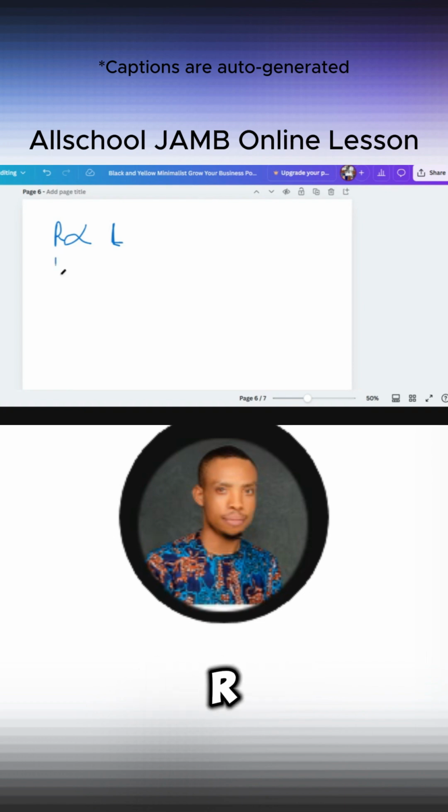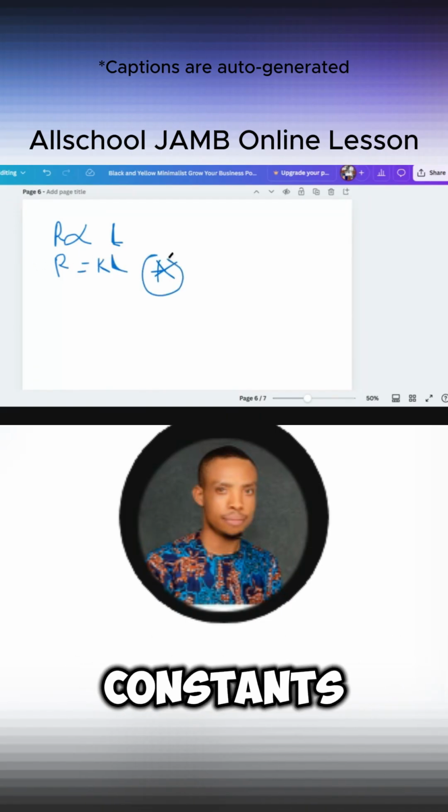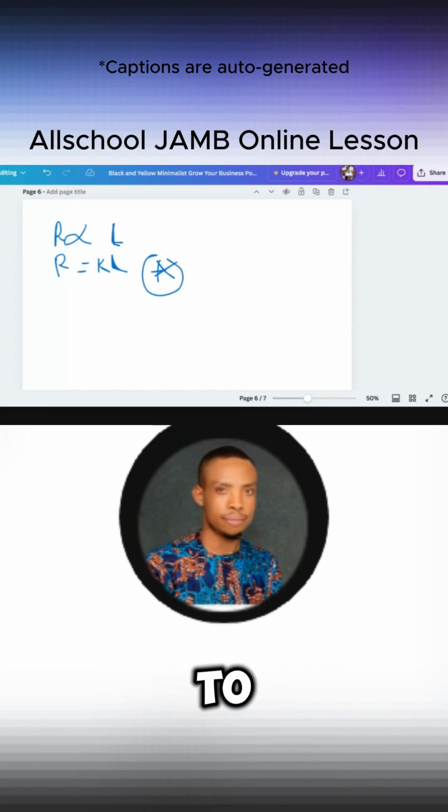So I have R varies directly as L. Now, just like I said earlier, to remove this proportionality sign, I have to introduce my constant. So I have R is equal to KL. That's the first step, so take note of it. Now let's go back to that question again.